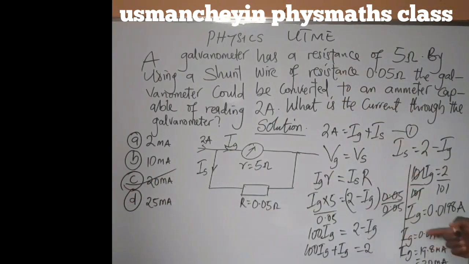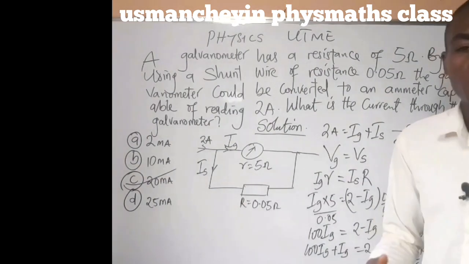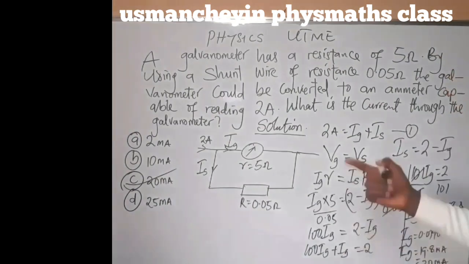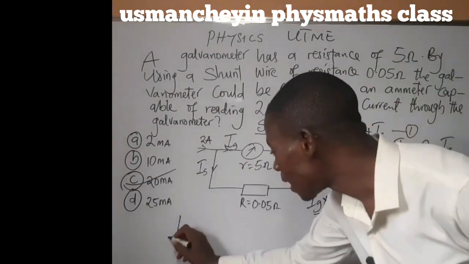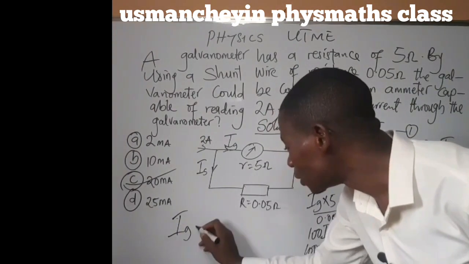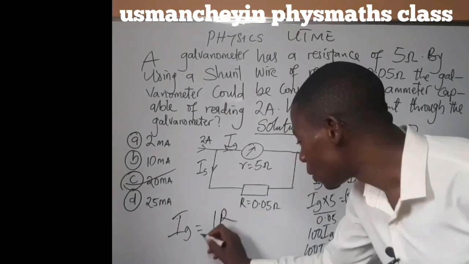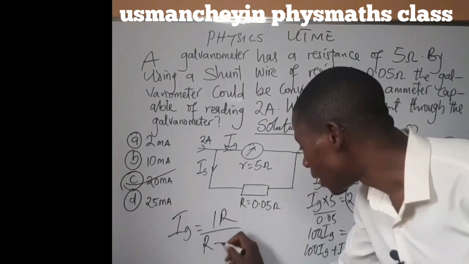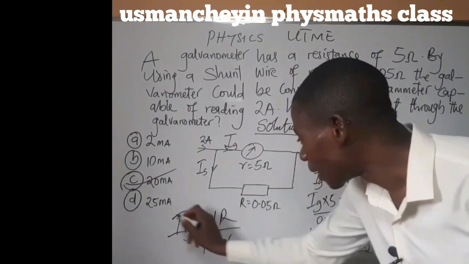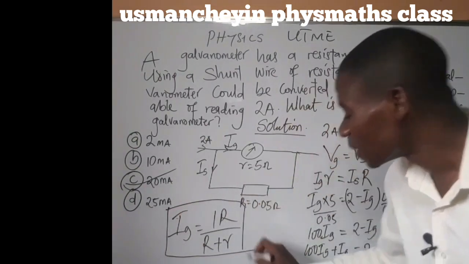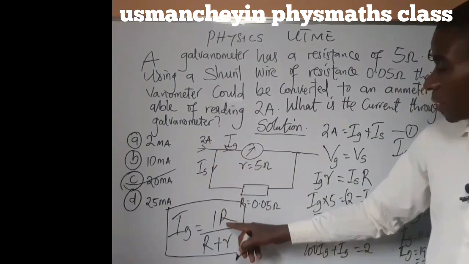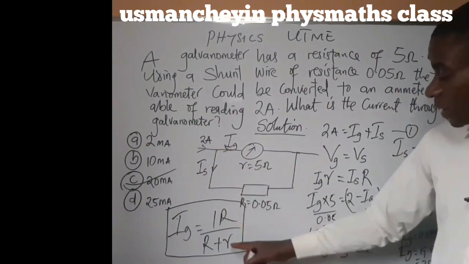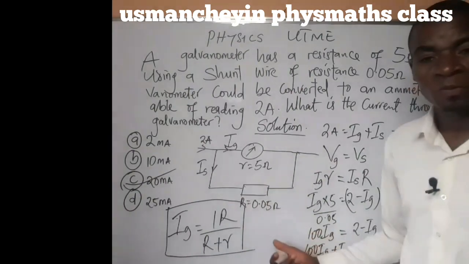But then why are we going through all this trouble when we have a simple trick or a simple formula to follow and get our answer? Next time, if you are solving this type of problem, instead of going through all these traces, just use this. I of G will be equal to I times R all over capital R plus small r. When you use this, you're going to get the same answer, where I is just the current, 2 ampere, then R is 0.05, then small r is 5. Next time, use this very formula.